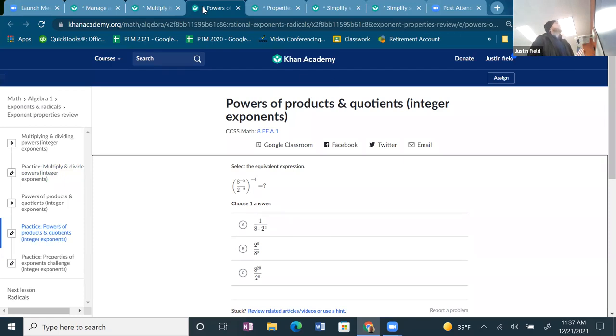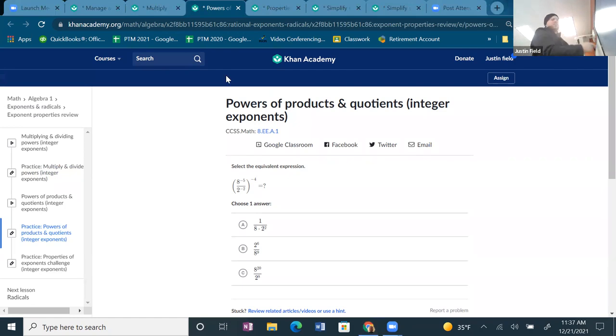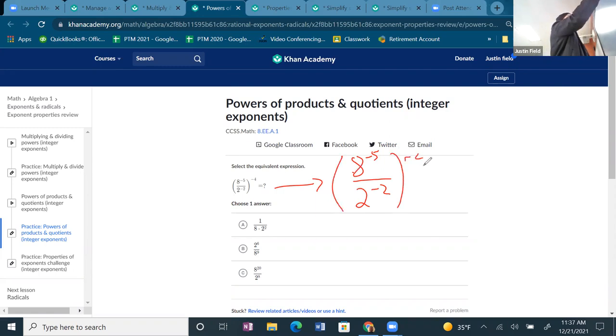And this is just using the same rules. The setup's a little different. So in this one, we want to select the equivalent expression. Now, first thing I notice here is inside parentheses, we have different bases, right? We have an 8 and a 2. So we cannot combine those like terms.